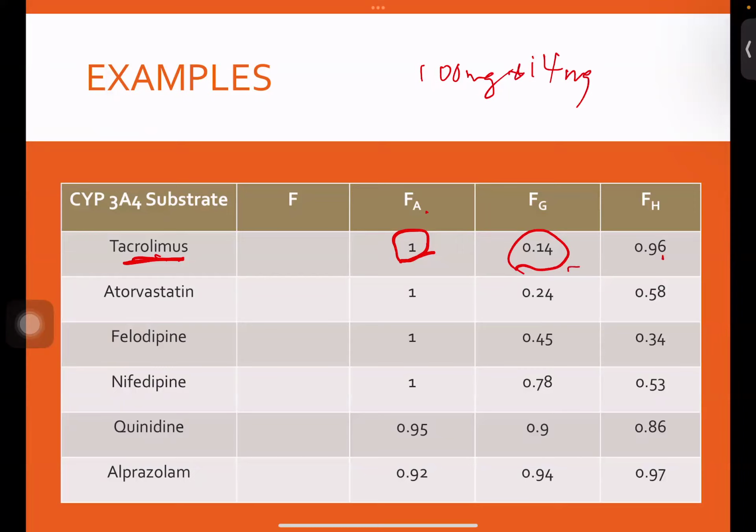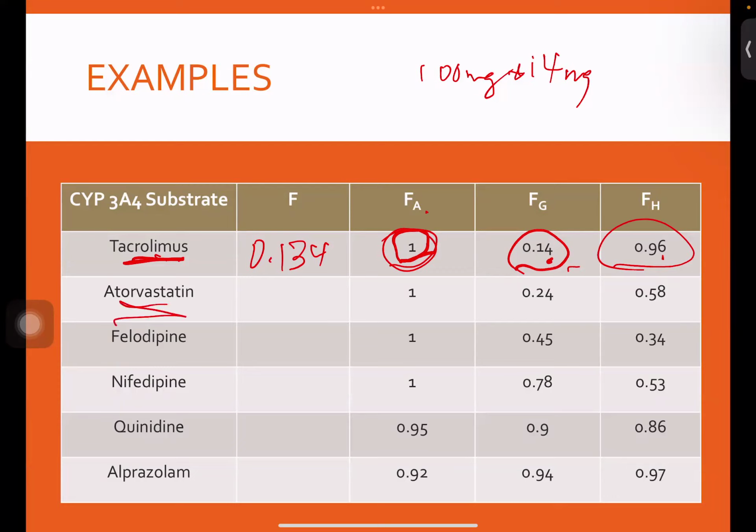Then it has to go through the liver, and about 96% of that makes it through. So what's 1 times 0.14 times 0.96? So bioavailability is 0.134, right? The absorption is not the problem. The first pass effect through the liver isn't the problem. The problem is the gut wall, what's happening in the gut wall with this one, right?